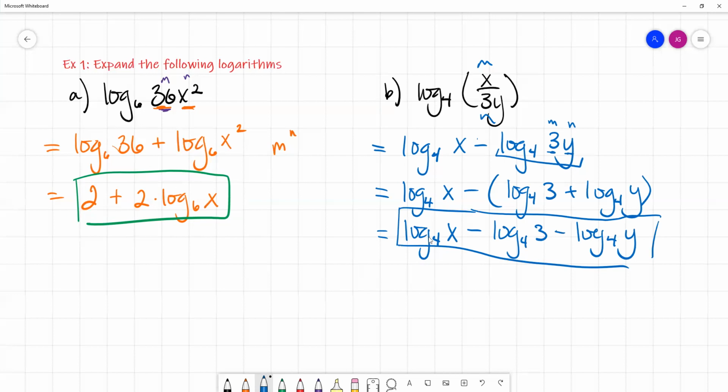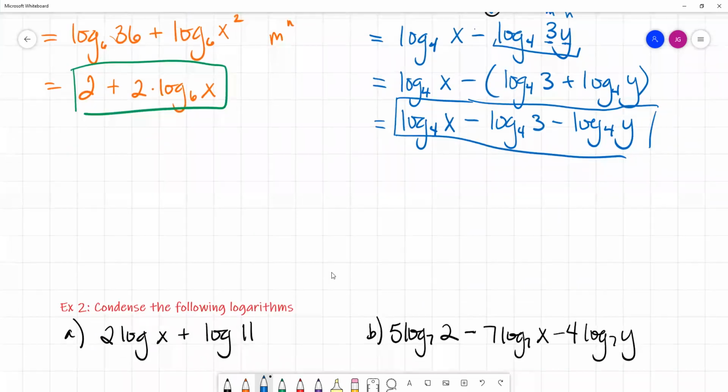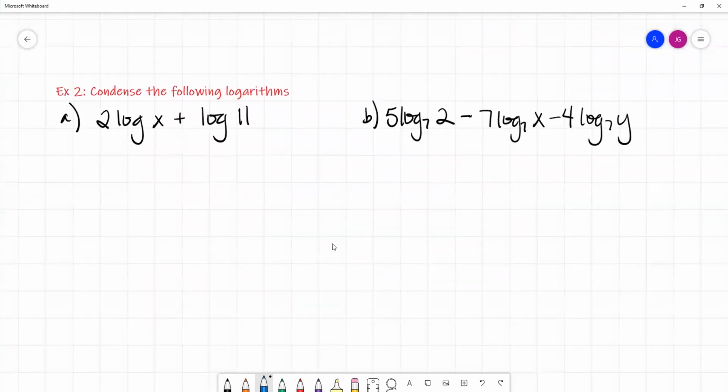Sometimes you'll get a number out of it. Sometimes it'll just all be logarithms, okay? We can also go backwards. We can condense, which means that we want to rewrite these logarithms into a single log. So when we see condense, that's what you should think: I need to rewrite these into one logarithm. So let's start with the first one, 2 log of x plus log 11.